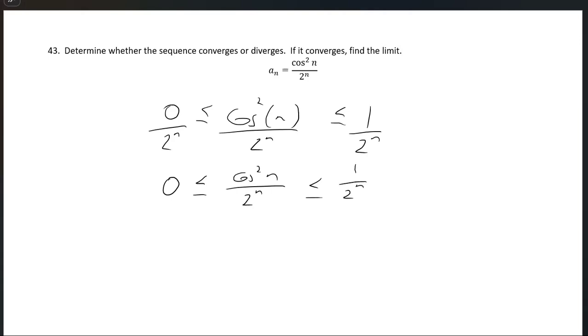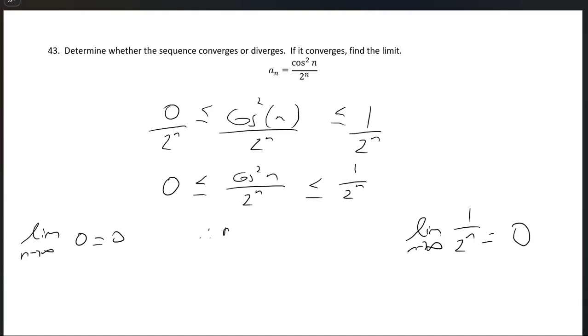Okay, now limit as n goes to infinity. We need to show that the limit of the two ends are the same so that we can squeeze the middle and say that the limit is the same as the two ends. Okay, so the limit as n approaches infinity of 0 is clearly 0, and the limit as n approaches infinity of 1 over 2 to the n, well, as n keeps getting bigger, the exponential will keep getting bigger, and you're dividing by more, so that's 0.